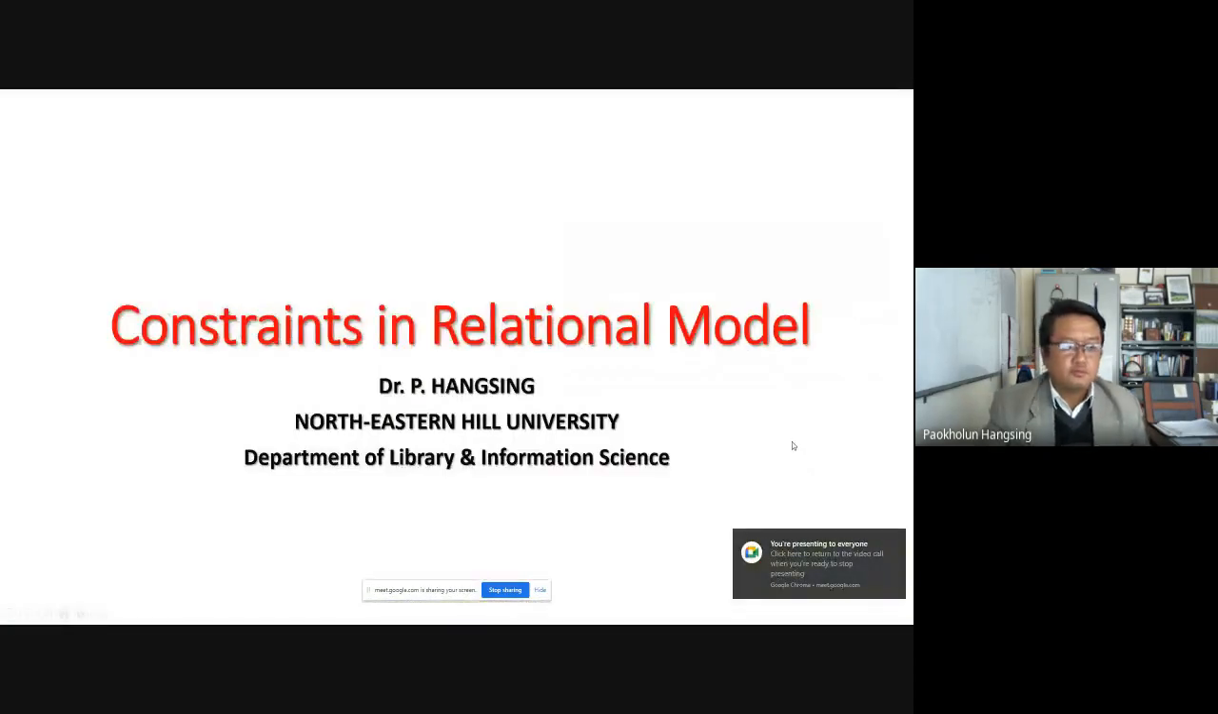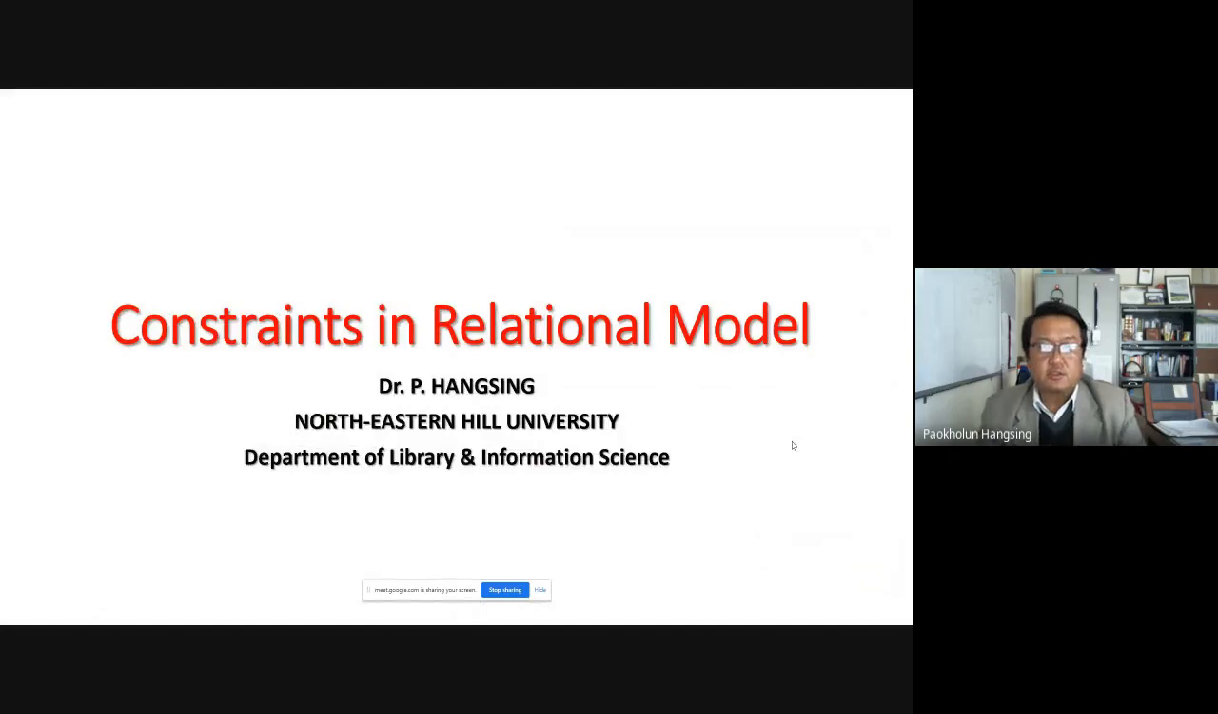Today we are going to discuss constraints in the relational model. So we have discussed so far what a relational model is. Now we will be discussing what constraints are necessary in the relational model.